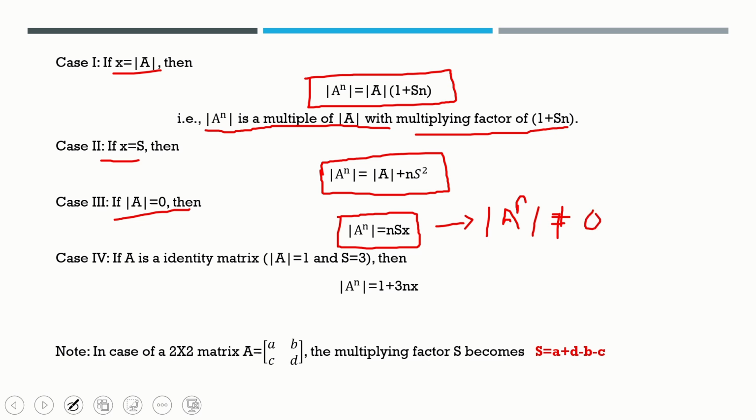We cannot predict this one, okay? And this is the last case. A is the identity matrix. This will be the case. This is the formula.